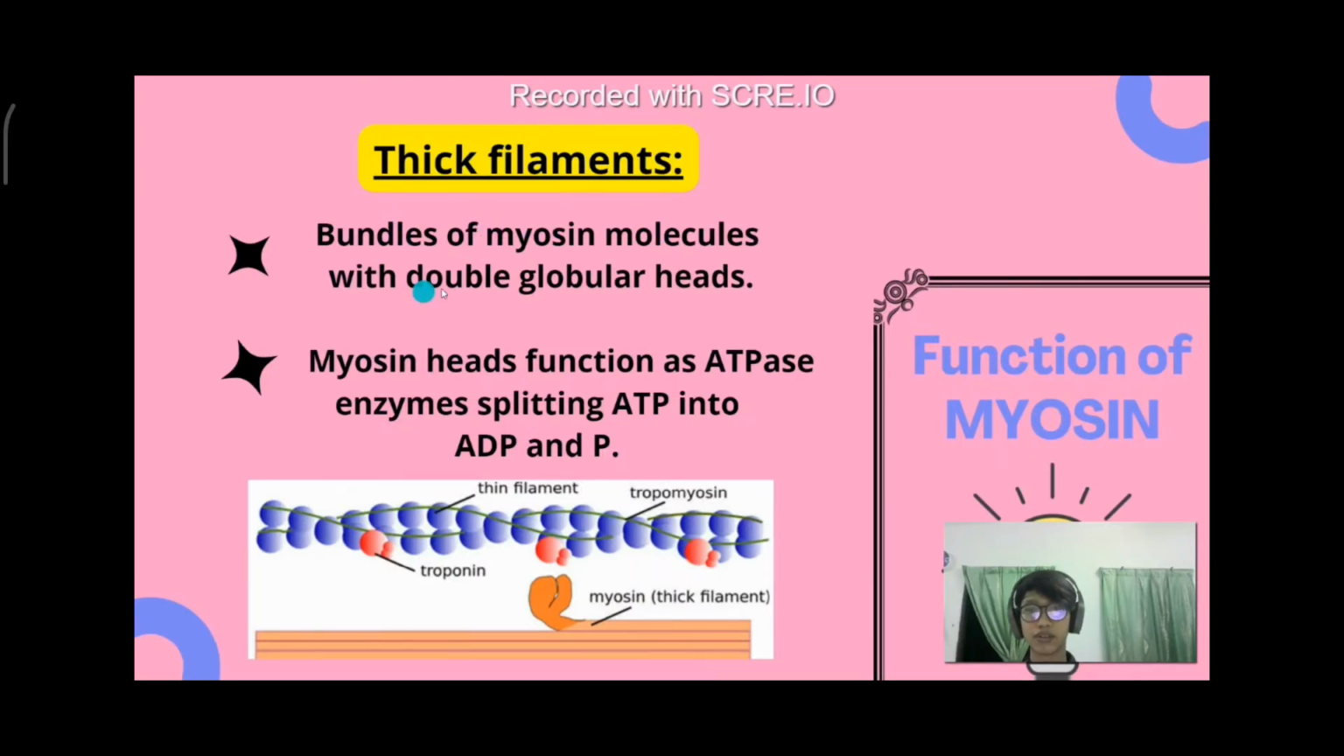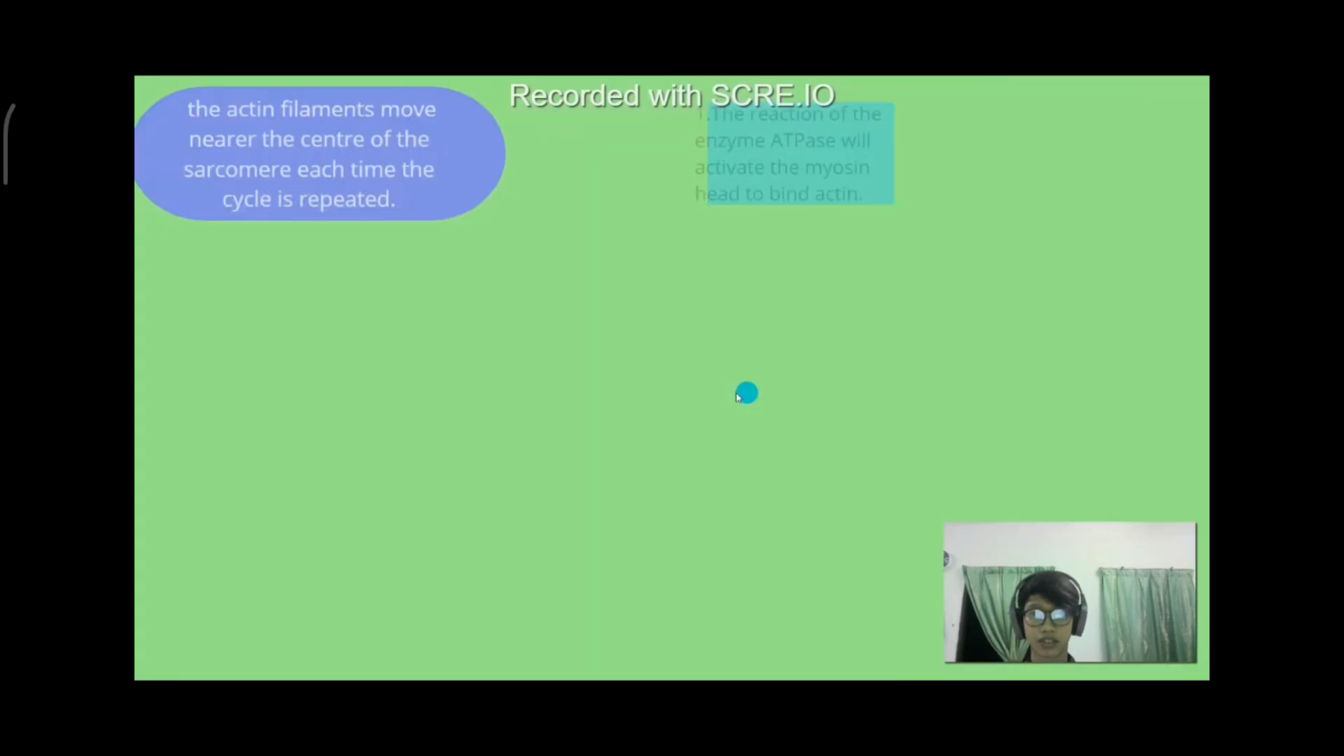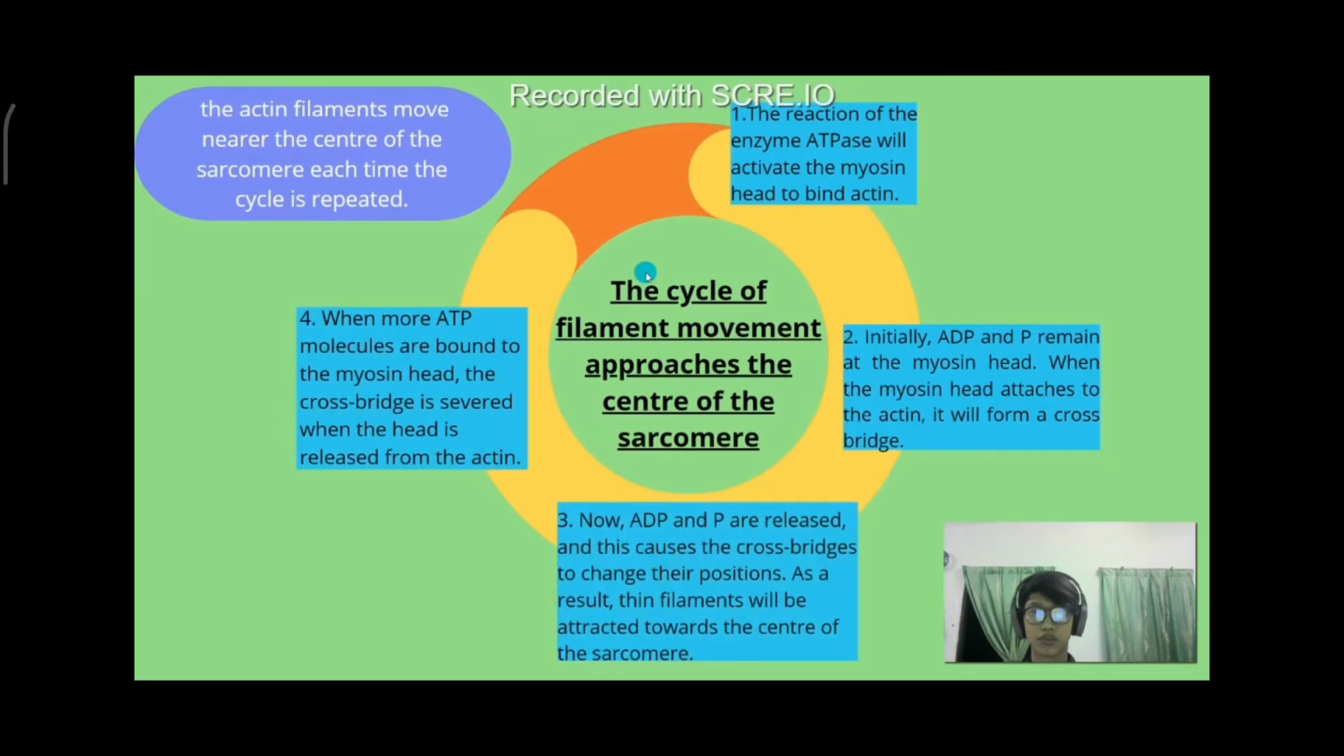So next, I will explain about the thick filaments. Thick filaments are bundles of myosin molecules with double globular heads. As you can see in this picture, they have an upper layer and a lower layer of thin filament. Myosin heads function as ATPase enzymes, splitting ATP into ADP and phosphate. This part we will discuss in the next slide.